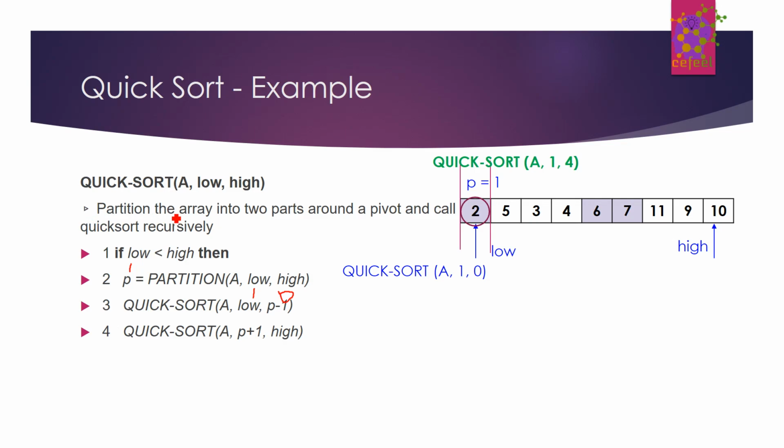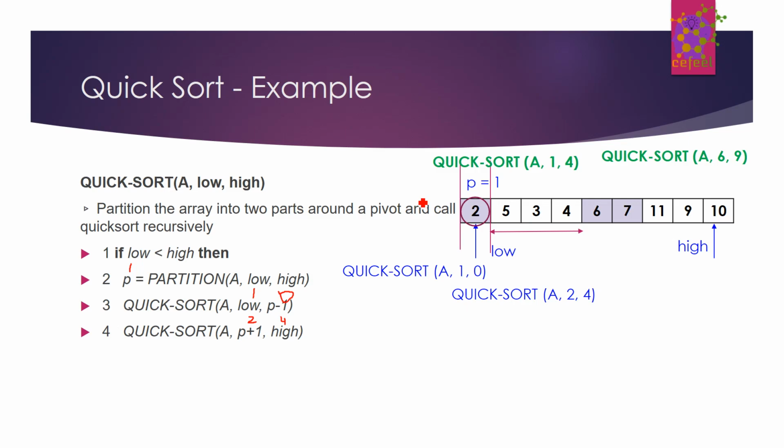In step 4 what happens is we call quicksort with p plus 1. Now p was 1, this is 2, and high is 4, so we will call quicksort a[2..4]. That is what we do. Alright, cool. Now let's see what the right part of the subarray returned.